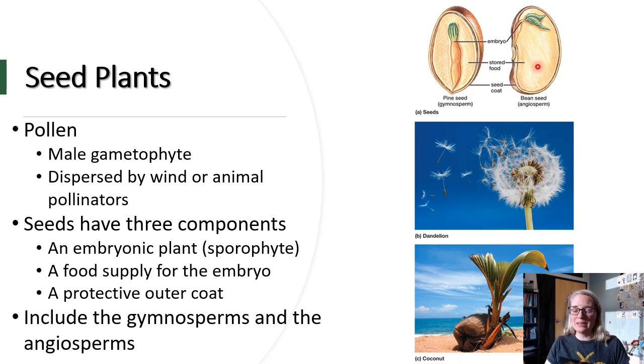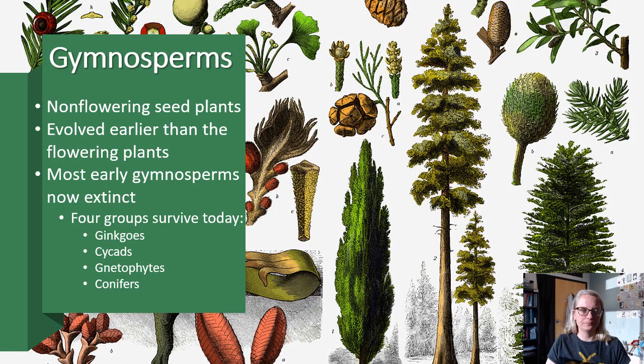So if you have a bean or a peanut, that's going to be the stored food. And then seeds usually have a protective outer coat to keep the seed, the embryo, and the nutrition source protected from the environment. So both of our seeded vascular plant groups, the gymnosperms and angiosperms, will have these similar characteristics. We're going to dive way deeper into seeds when we get to chapter 45 in plant reproduction.